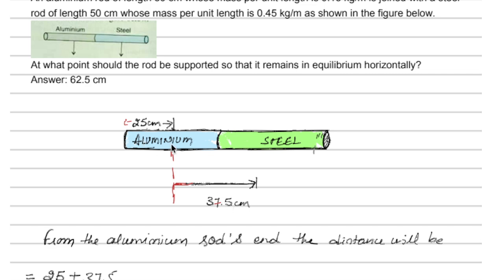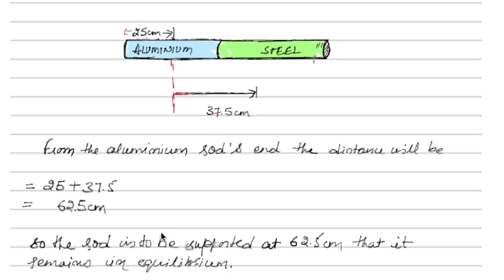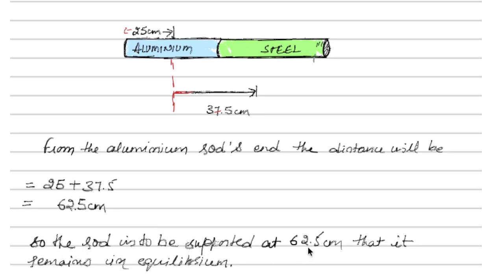So what will be the distance from here to here? It is the midpoint, so it will be 25 centimeter. Remember, the rod was entirely 50 centimeters, so the midpoint was at 25. This distance has to be added if you want the distance from the aluminum end. So we just add 25 and 37.5, and 62.5 centimeter will be the answer. So the rod is to be supported at 62.5 centimeter from the aluminum end to remain in equilibrium.